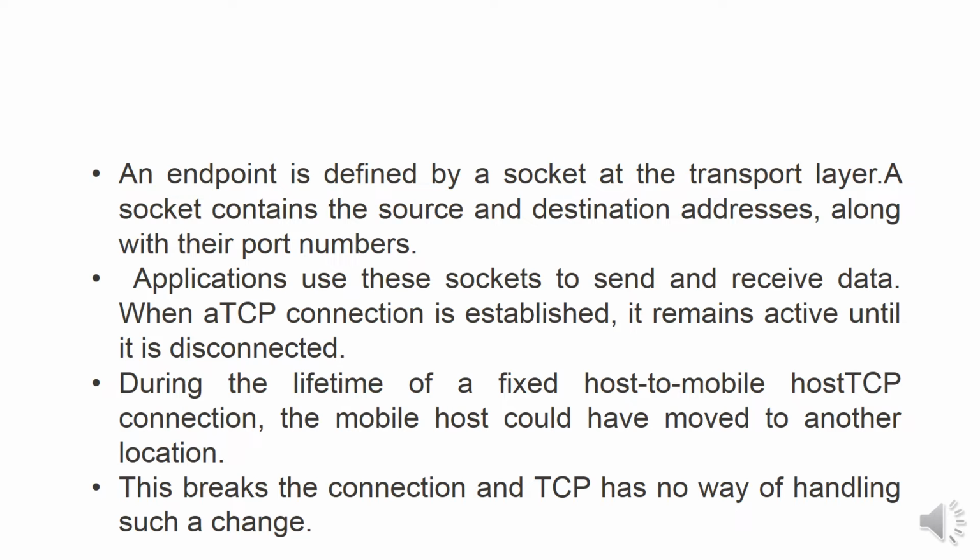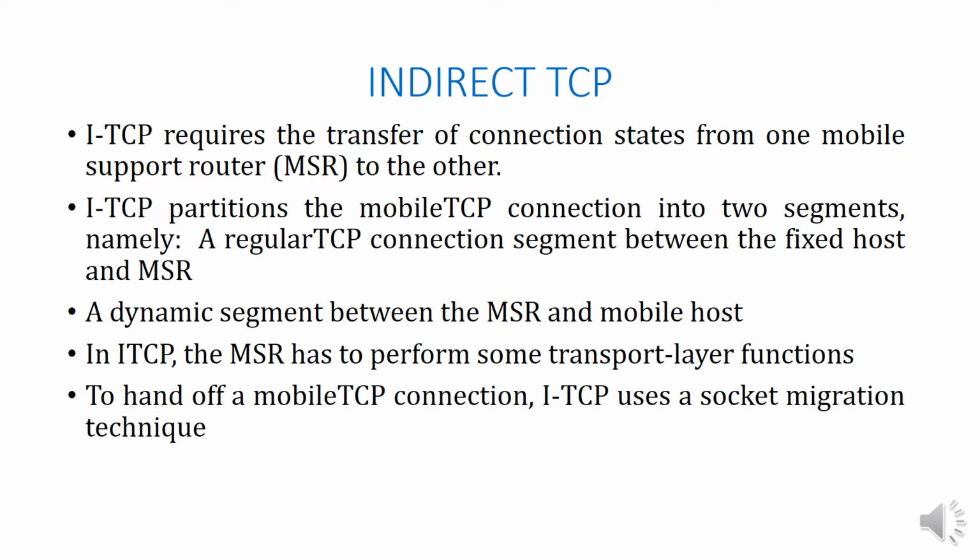During the lifetime of a fixed host to mobile host TCP connection, the mobile host could have moved to another location. This breaks the connection, and TCP has no way of detecting such a change. The next one is indirect TCP.